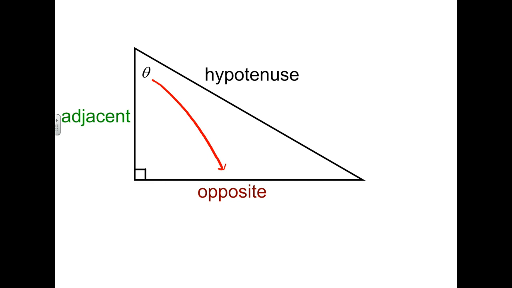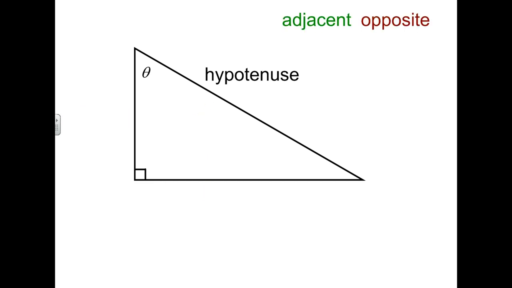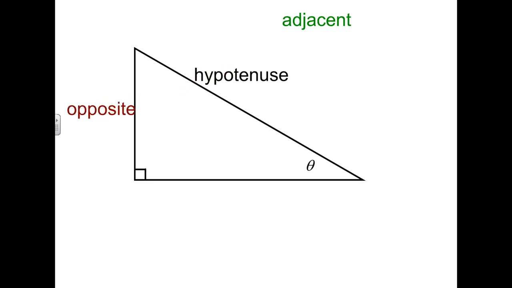If I go back to where I started, and let's say I move the reference angle down to this angle, that's going to change things. What it's not going to change is the hypotenuse. The hypotenuse always stays opposite the 90 degree angle, but now my opposite side is going to be over here, and my adjacent side is going to be down here. So you have to know what those terms are and where they are on the triangle, given which reference angle we're using.